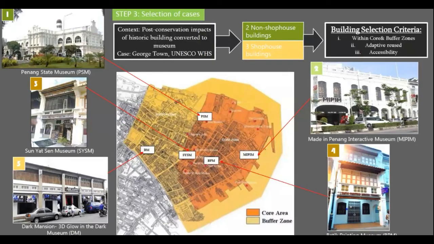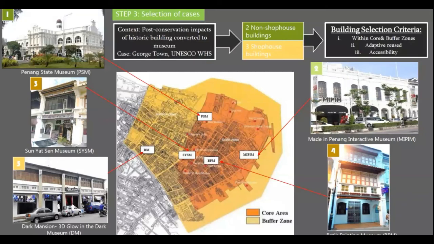The third step is selection of cases. Remember, step one is to frame the research. The second is to test my evaluation framework. And step three is selection of cases. How do I select my case study? Basically, my case is Georgetown in Penang. As you know, in Georgetown there are lots of museums, but in order to select my case study, I narrowed down the scope into these three criteria. I only focus on cases of adaptive reuse museum within the conservation zone of Georgetown. Meaning in Georgetown, the conservation zone consists of the core zone and buffer zone. So I only consider buildings that are located within these two zones.